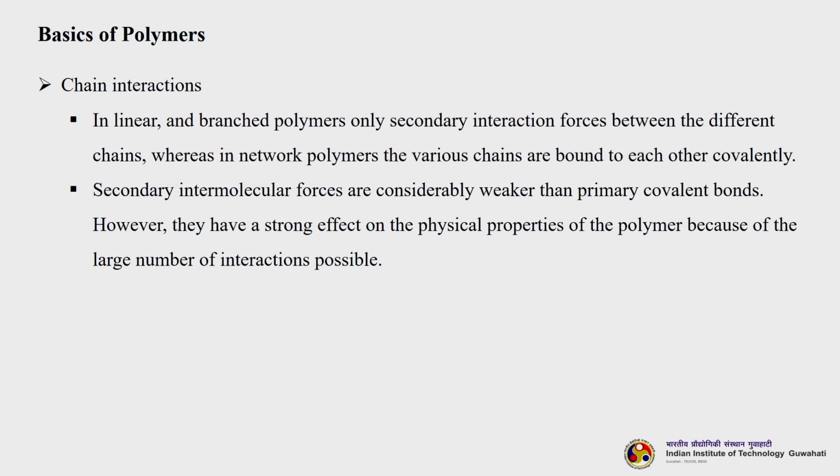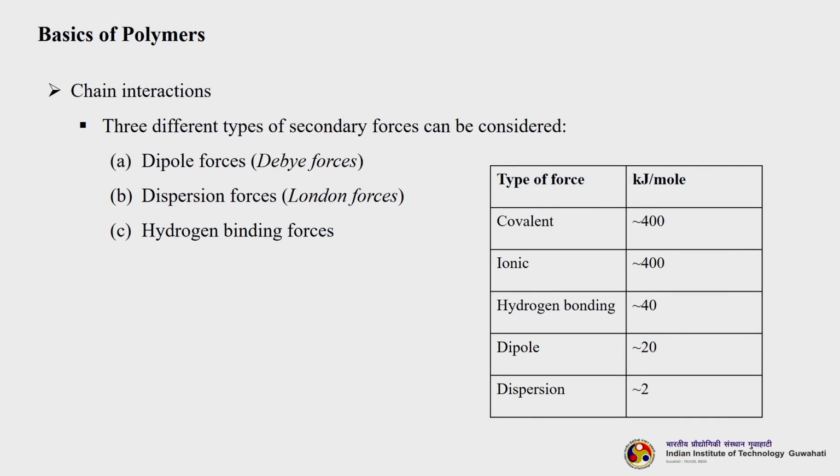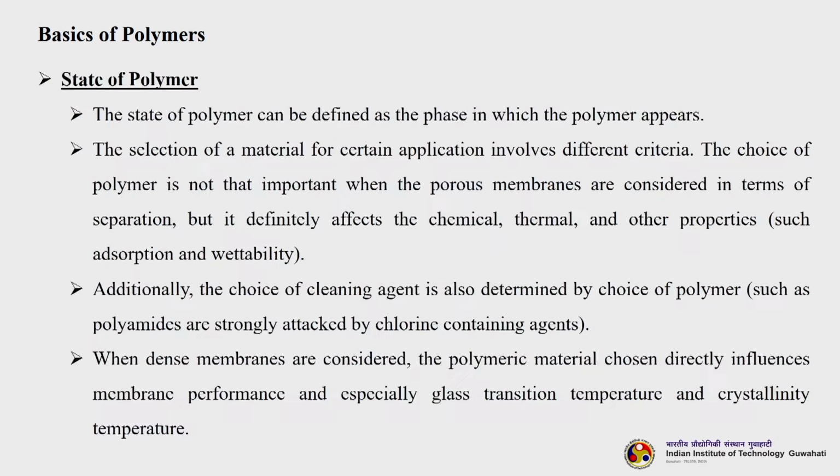Secondary intermolecular forces are considerably weaker than the primary covalent bonds. However, they have a strong effect on the physical properties of the polymer because of the large number of interactions that is possible. So, three types of secondary forces can be considered. The first one is dipole forces, which are also called Debye forces. The second one is dispersion forces, also known as London forces, and the third one is hydrogen bonding forces. Here in the table you can see the different types of forces and their energy in kilojoules per mole: covalent, ionic, hydrogen bonding, dipole and dispersion. You can see covalent is the strongest in terms of energy, and dispersion is the smallest.